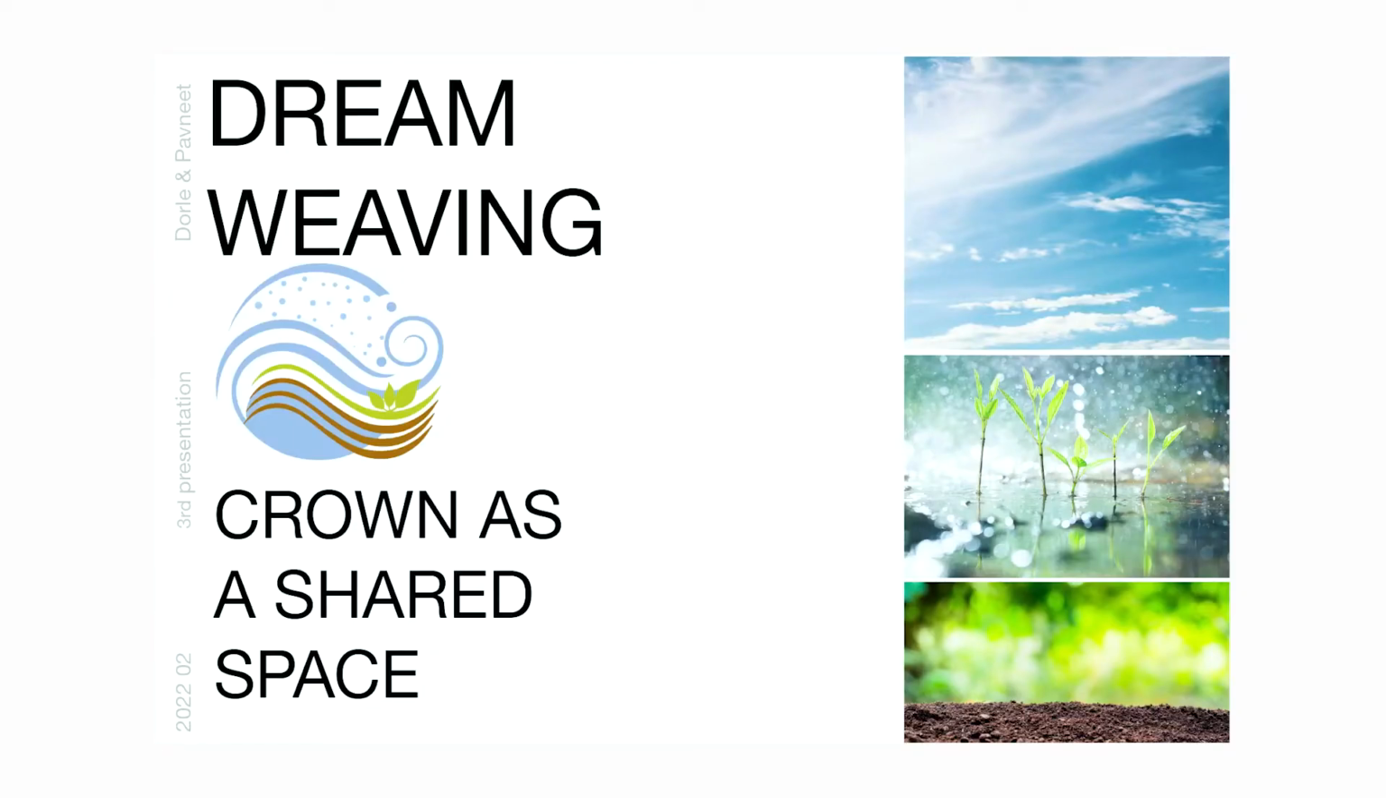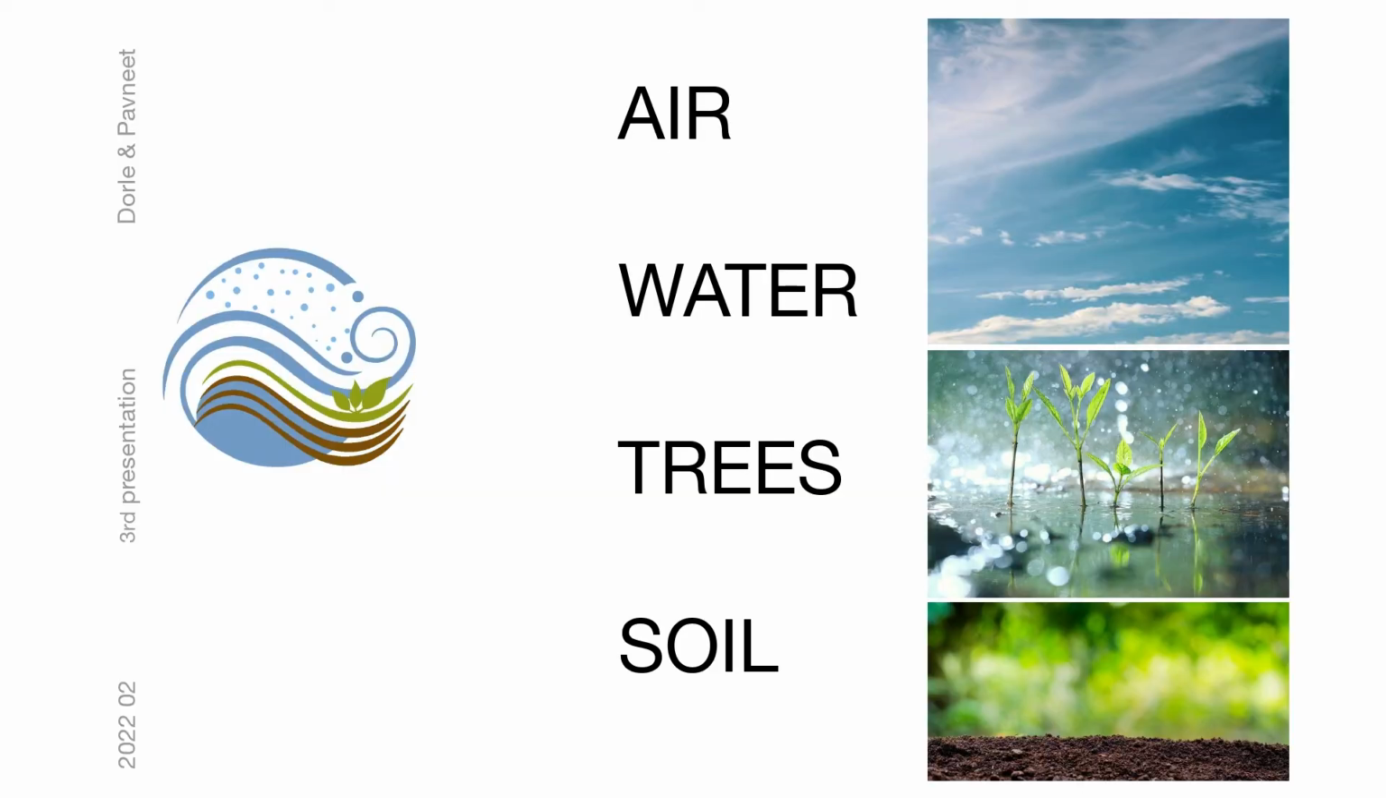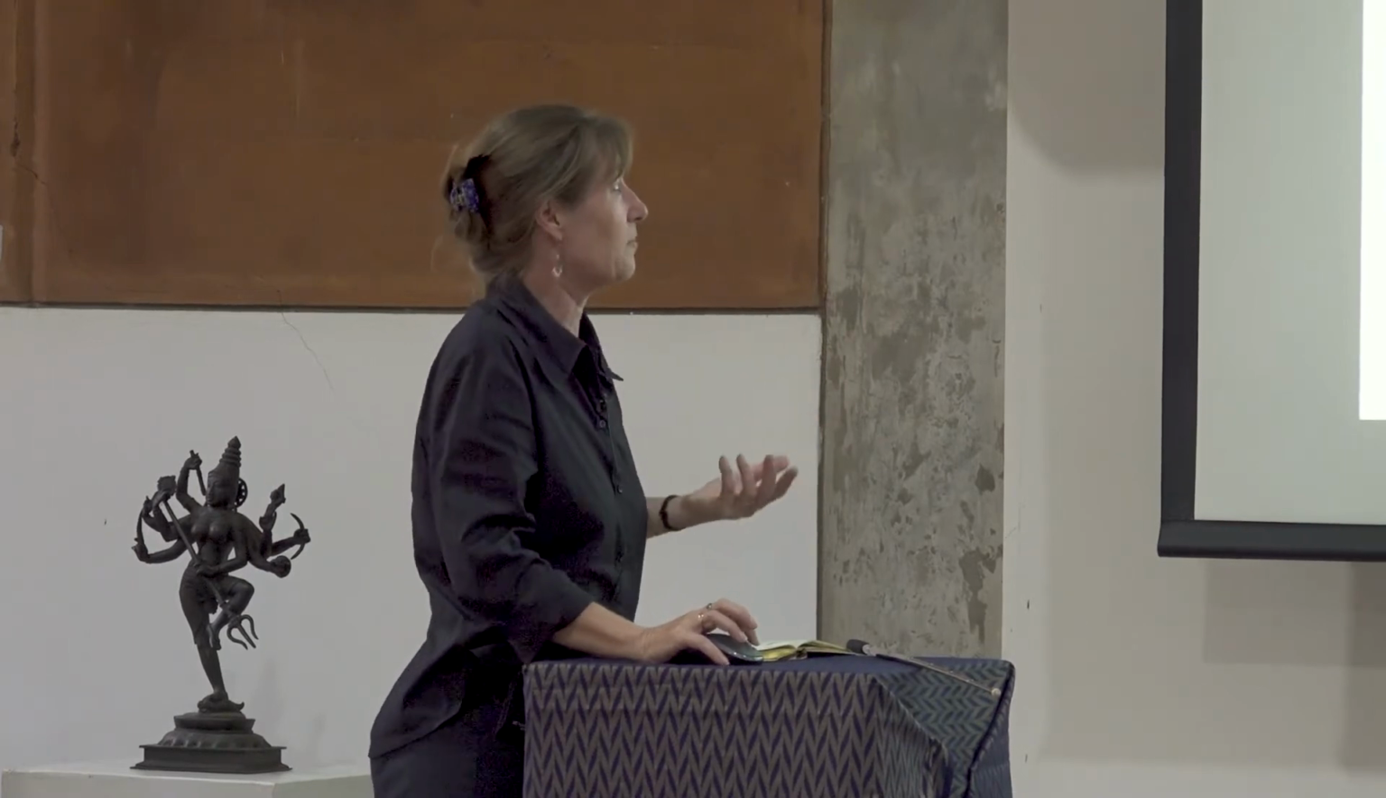So we're looking at the crown as a shared space, basically, and just reflecting on the context of Auroville and the climate. The main things are air, water, the trees, and the soil, and they're all in this together with us, as in we need them all and we have to protect them all. So we thought, okay, let's build on that.